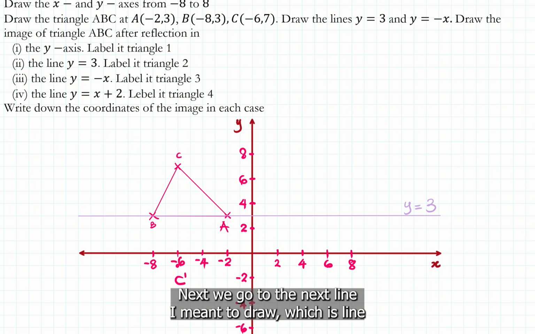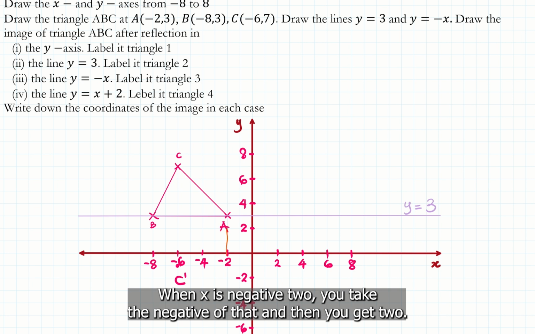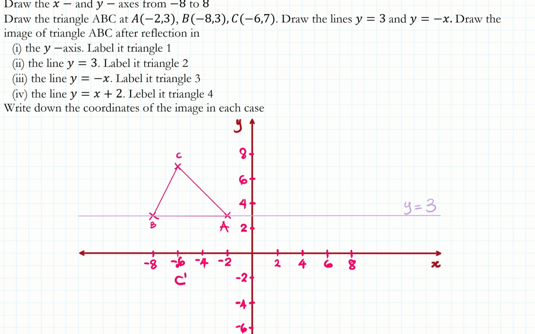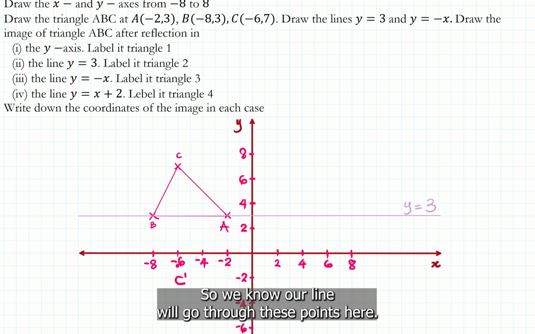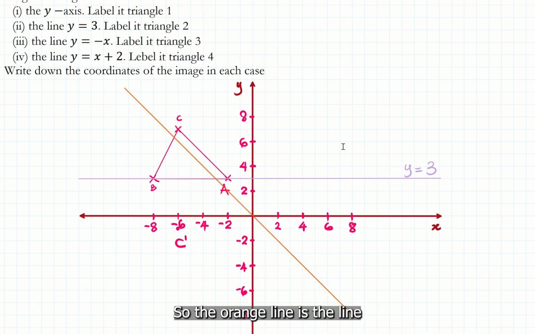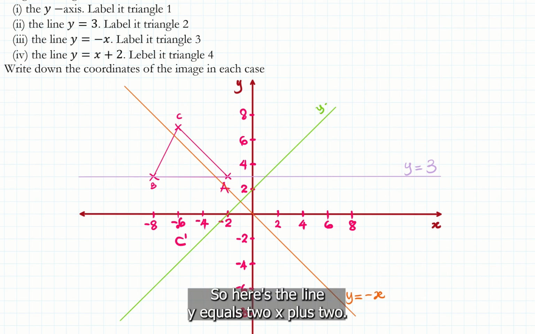Next, we go to the next line we are meant to draw, which is the line y equals -x. When x is -2, you take the negative of that and then you get 2. When x is -4, you take the negative of that and then we get 4. And so on and so forth. So we know our line will go through these points here. So the orange line is the line y equals -x. We have one more line to draw, so let's do that. So here is the line y equals x plus 2.